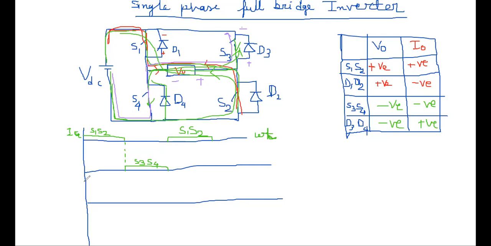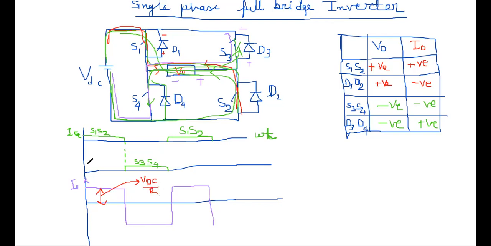Now the output current. What will be the output current? Output current for switch 1, switch 2 on. This will be the output current, this is the output current IO. And this value is VDC by R, where R is the load resistance. This will be equal to VDC, the supply voltage, divided by resistor.